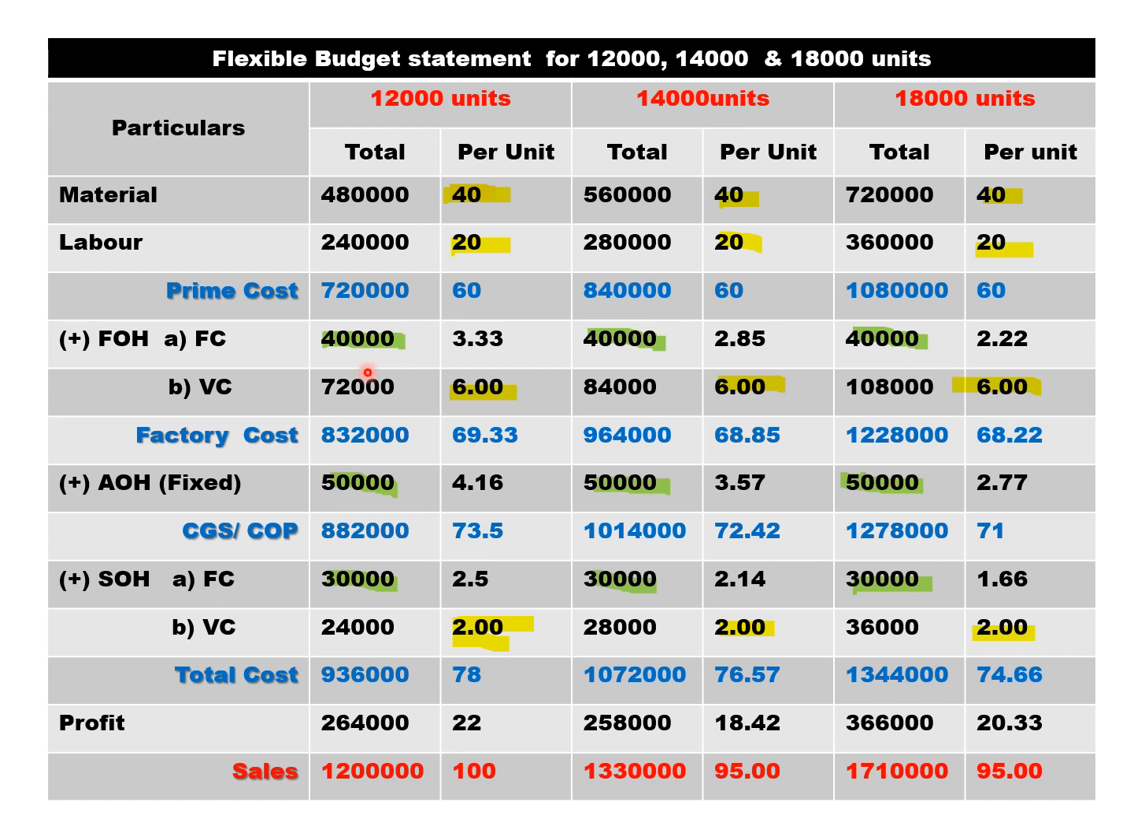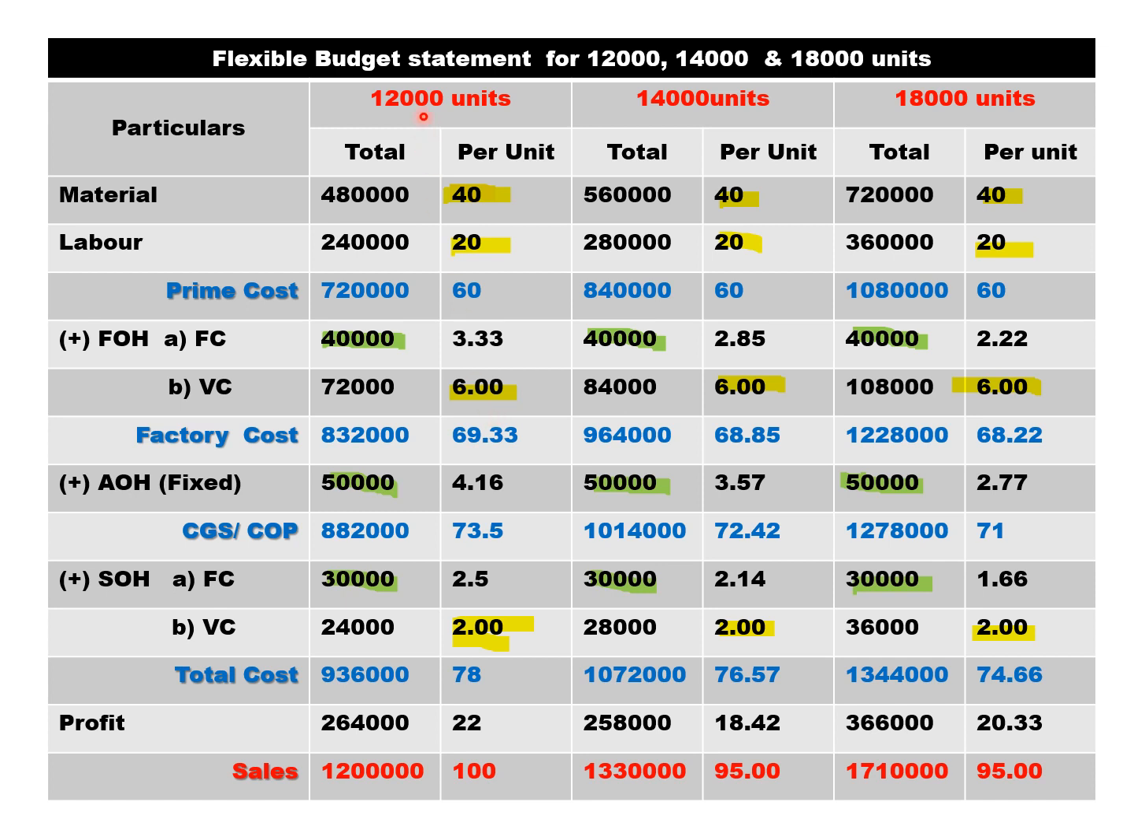So 40,000 divided by 12,000, you get 3.33. 40,000 divided by 14,000, you get 2.85. 40,000 divided by 18,000, you get 2.22. Next, we have 60% variable manufacturing expenses. Kindly refer to the previous slide. So variable, you need to look into per unit, yellow one highlighted. So 6 rupee at 12,000, 6 rupee at 14,000, 6 rupee at 18,000. So how fixed total will remain constant? Variable per unit will remain constant.